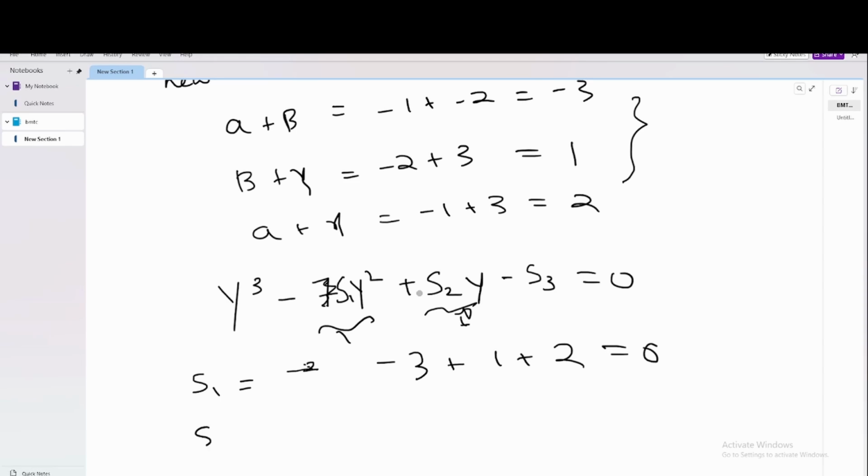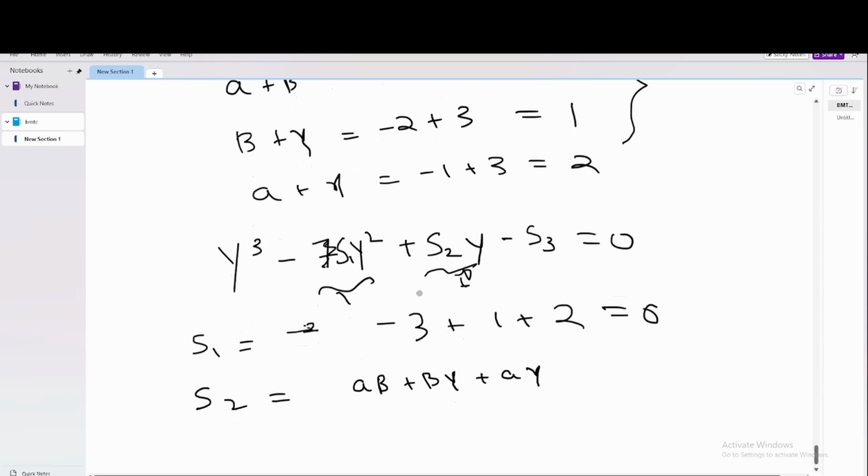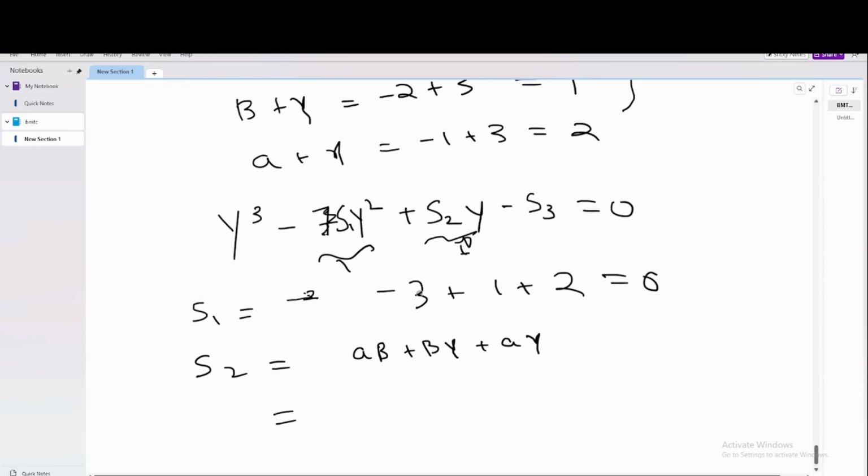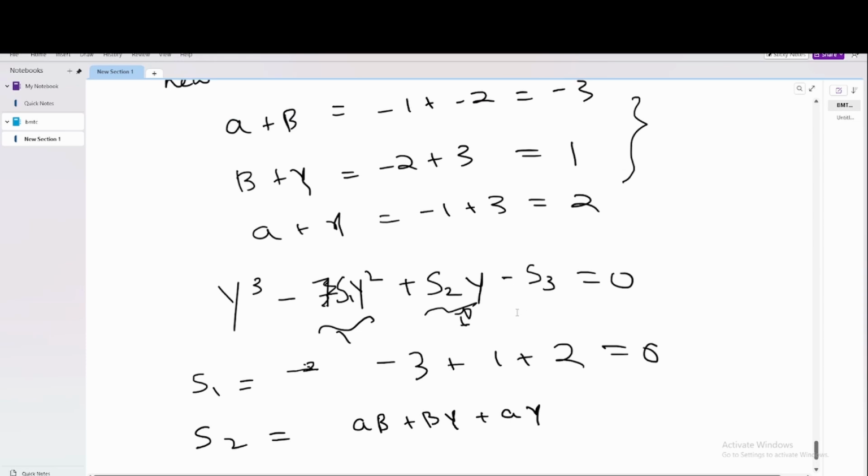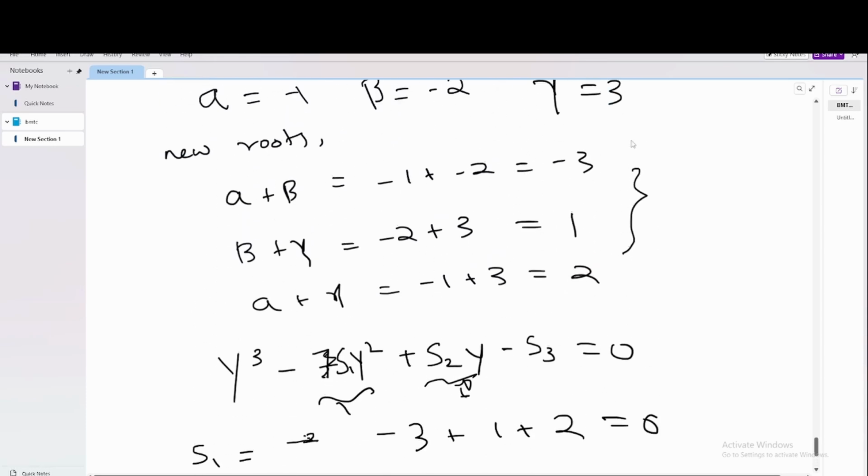Now S2 is equal to the multiplicative sum of two terms at a time, that is alpha plus beta, beta plus gamma, alpha plus gamma. So that will be alpha plus beta times beta plus gamma, and so on. This is alpha, beta and gamma.